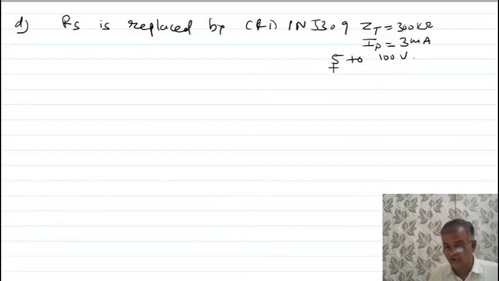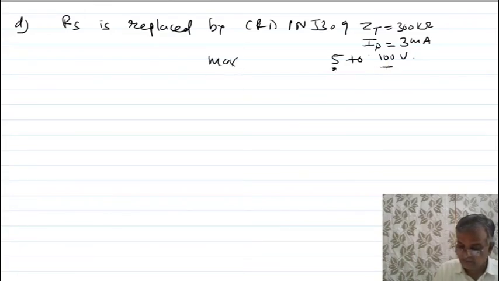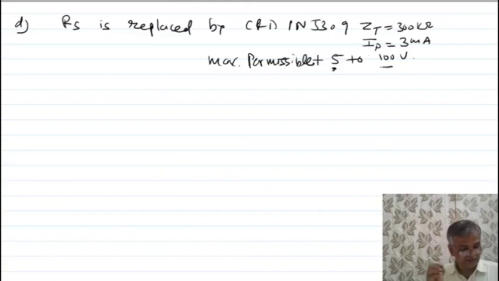This is very important to understand. It means you have to keep your input voltage more than 5 volt across anode and cathode, and the upper limit is up to 100. Between these two voltages, the current passing through the CRD is constant, 3 milliampere. This is the maximum permissible voltage given for the CRD.